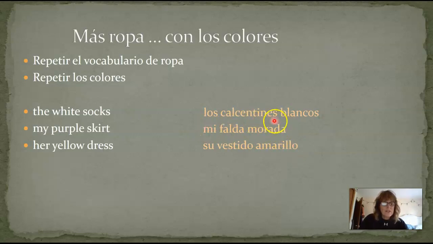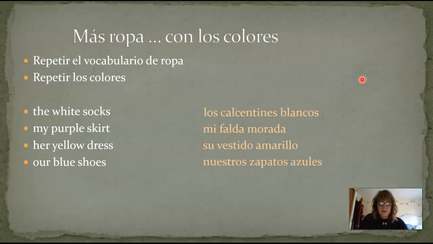Calcetines, los calcetines, that's plural masculine, blancos also. So keep that in mind as we go to the rest of those two. Our blue shoes, our shoes, and then blue to describe that. Nuestros zapatos azules. Lots of S's in there, right? All of those being plural and masculine.